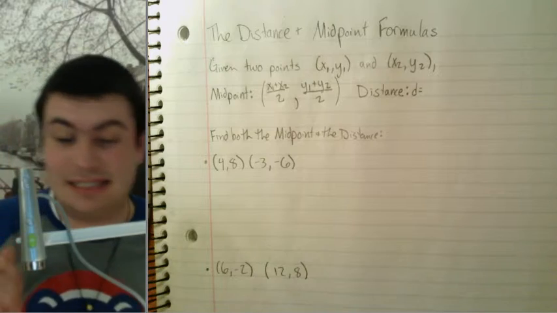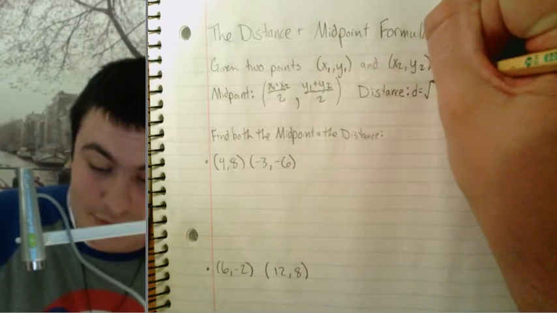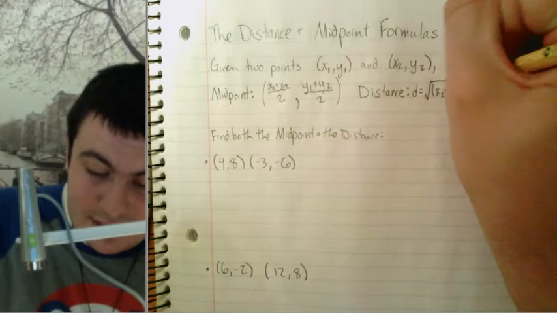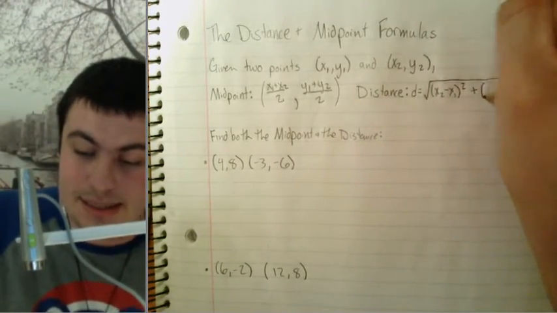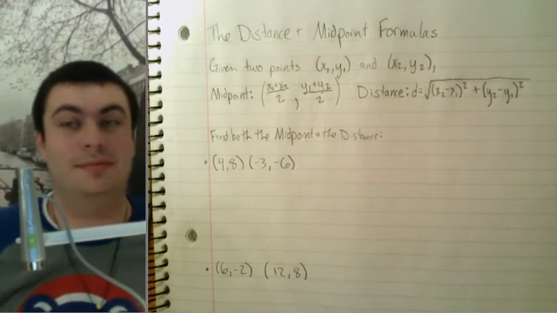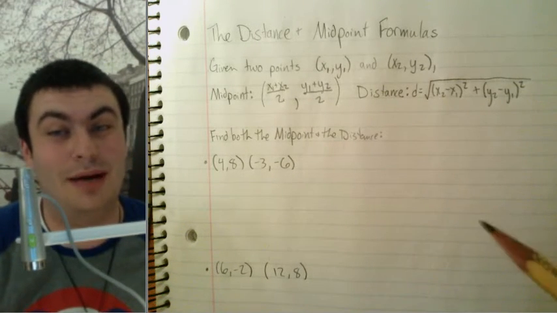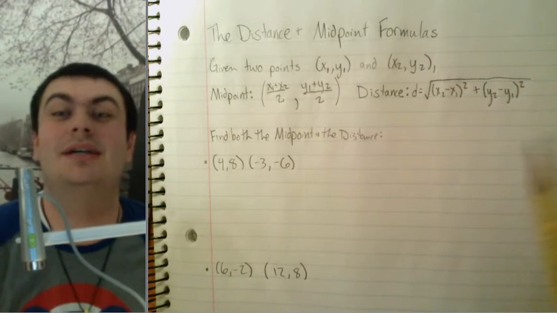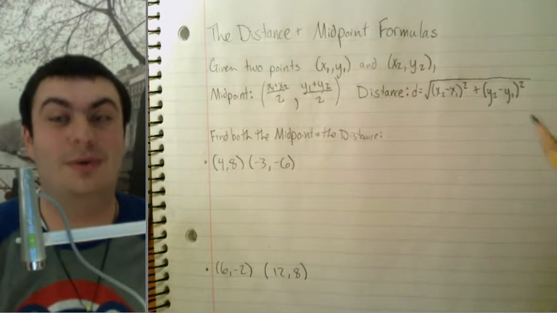Now, to find the distance in between those 2 points, this one's a little more involved. The distance is equal to the square root of the difference of x's, so x2 minus x1 squared, plus the difference of y's, y2 minus y1 squared. So our midpoint, x1 plus x2 over 2, and y1 plus y2 over 2. And the distance, the square root of x2 minus x1 quantity squared plus y2 minus y1 quantity squared.